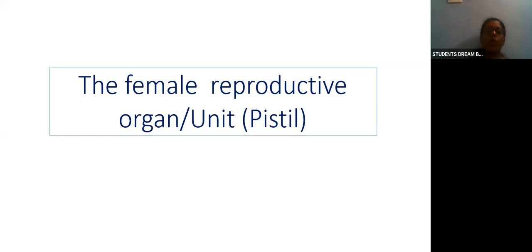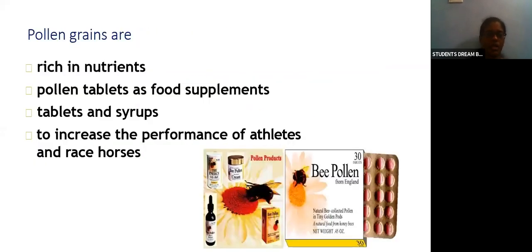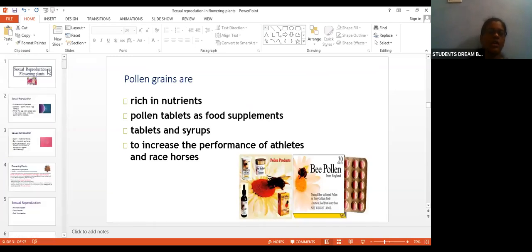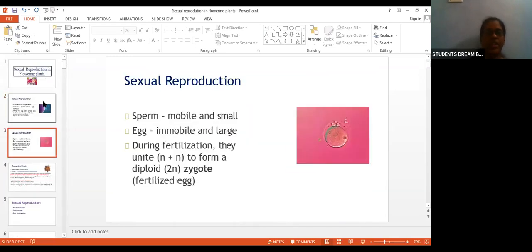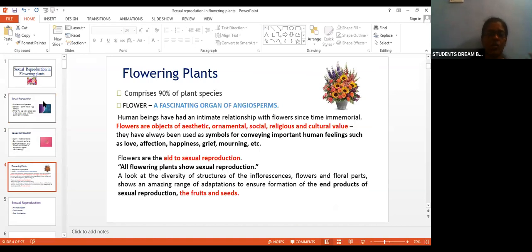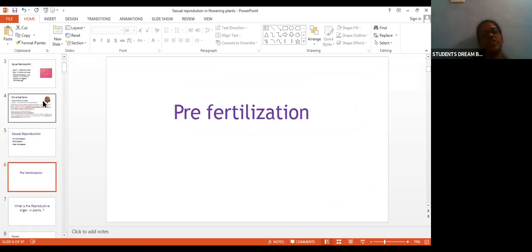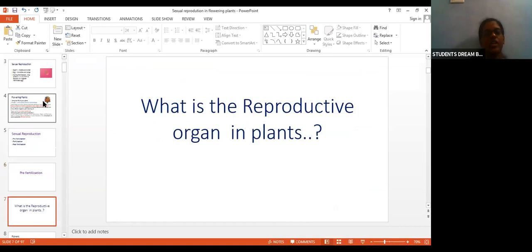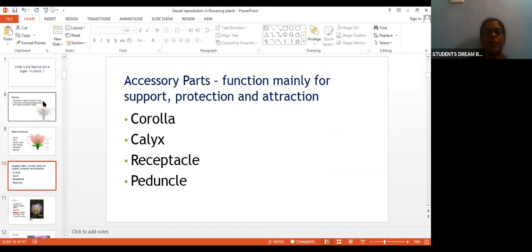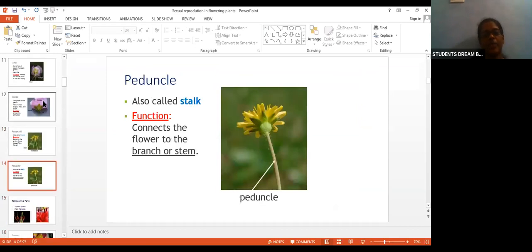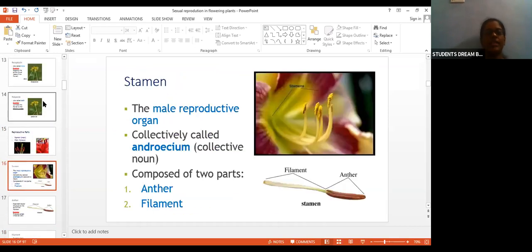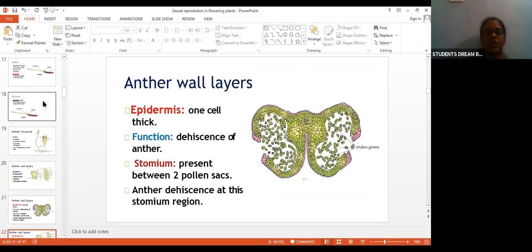So till now, what all did we see? We saw what sexual reproduction is, what the aids of sexual reproduction are, and what the end product of sexual reproduction is. Then we saw there are three stages. Of those, we have started the first, the pre-fertilization stage. We started the parts of the flower, the accessory parts and the reproductive parts. We have seen the stamens alone, which are the male reproductive part.